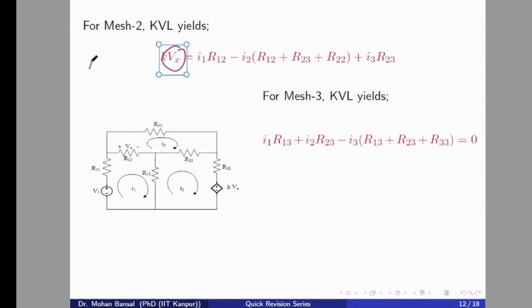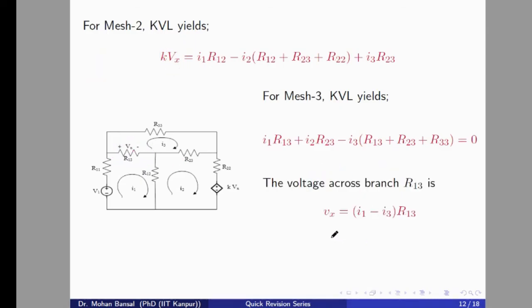In the last example, the fourth variable was Ix. Now the fourth variable is Vx. And in this diagram, Vx is the voltage across the resistor R13. According to Ohm's law, Vx will be equal to the current in R13, which is nothing but I1 minus I3 into R13.